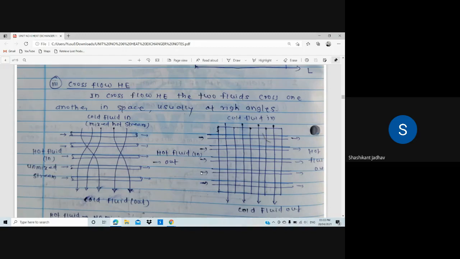How will it be? Suppose we consider two pipes, and in one pipe hot fluid is flowing and in the other pipe cold fluid is flowing, and these two pipes are attached to each other. So whatever heat the hot fluid has is transferred to the cold fluid. In that way, because of the dividing wall, heat transfer takes place from the hot fluid to cold fluid.